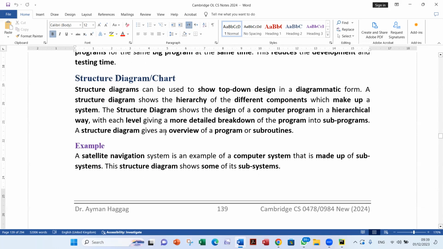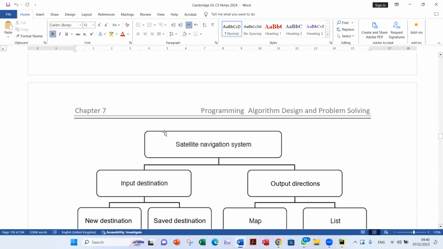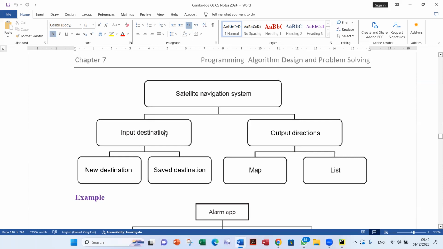Structure diagrams can be used to show top-down design in a diagrammatic form, so you draw diagrams. A structure diagram shows the hierarchy of different components which make up a system. The structure diagram shows the design of a computer program in a hierarchical way. If you can see some repetition in my wording, these are copied from two different mark schemes. Okay? A hierarchical way, with each level giving a more detailed breakdown of the program into subprograms. A structure diagram gives an overview of a program or subroutine. You can get here an overview of your program.